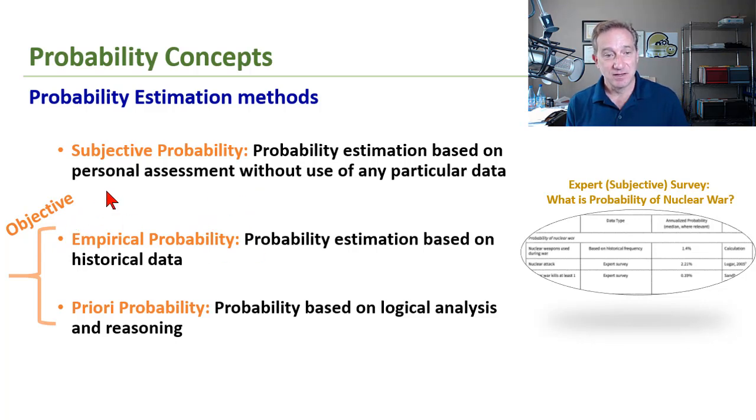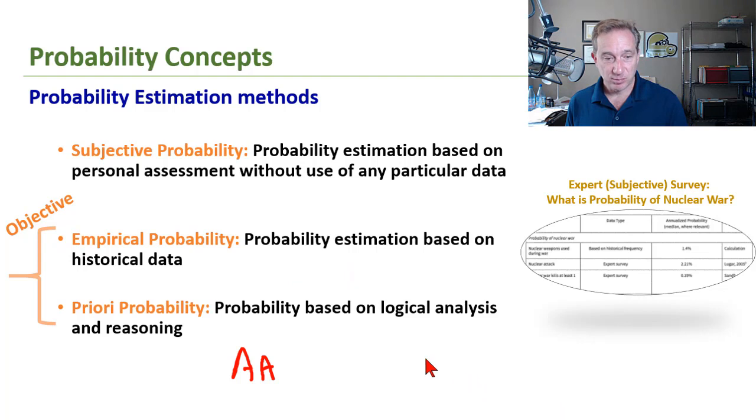And then if we look at not subjective, we could have objective approaches, and there would be basically two there: empirical or a priori probability. Empirical probability is extremely common, especially if we take a big data or data science approach. For example, if we wanted to estimate the probability that a AA rated bond would default, one way to do that is to go back and look at a historical sample of those bonds and how often they defaulted, and that could give us an empirical estimate.